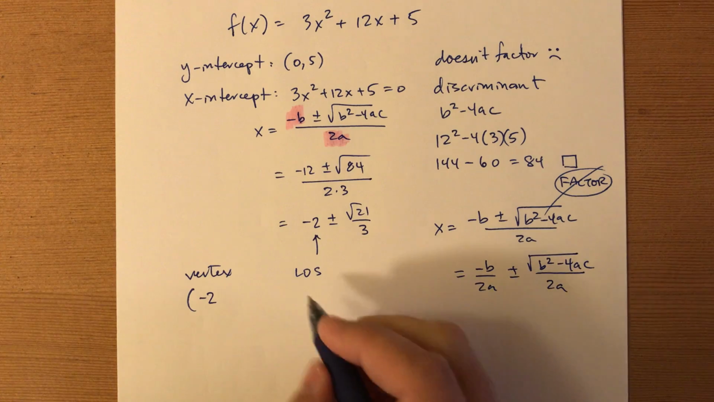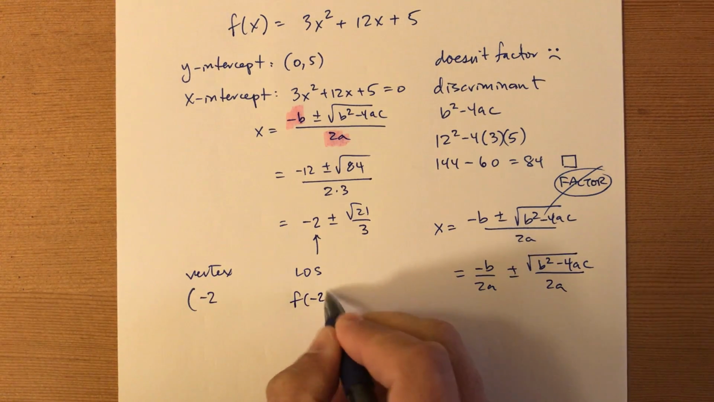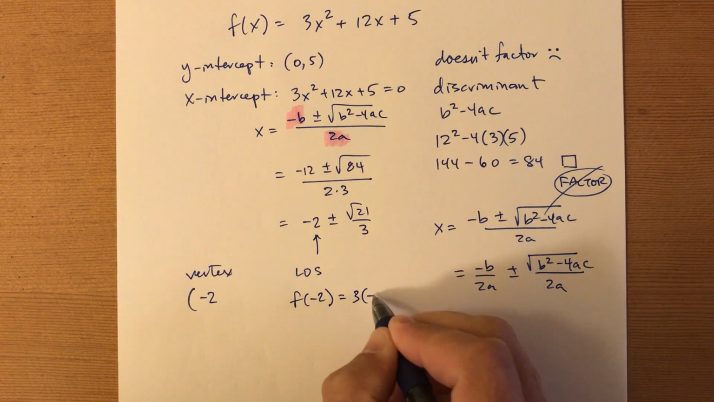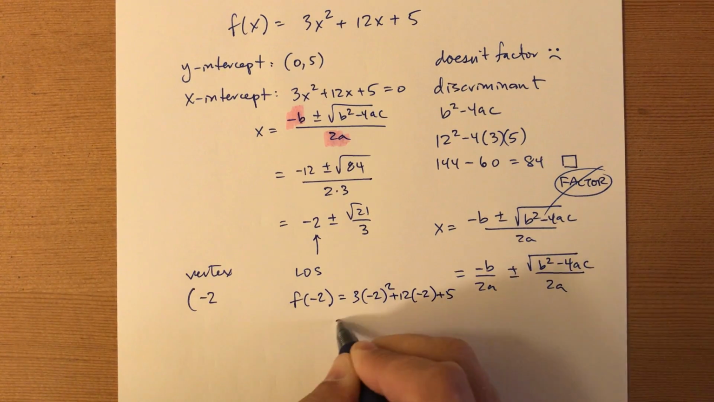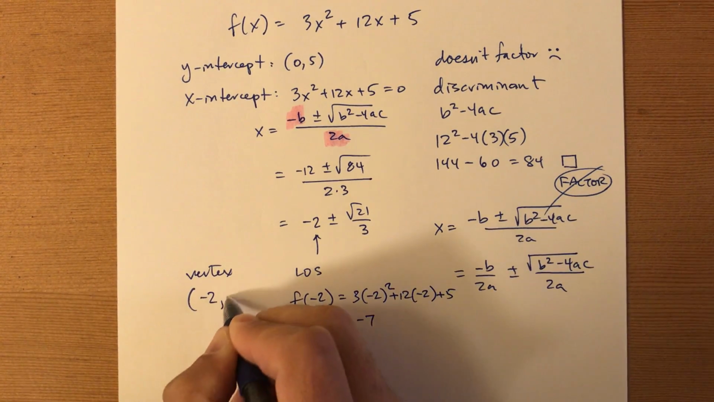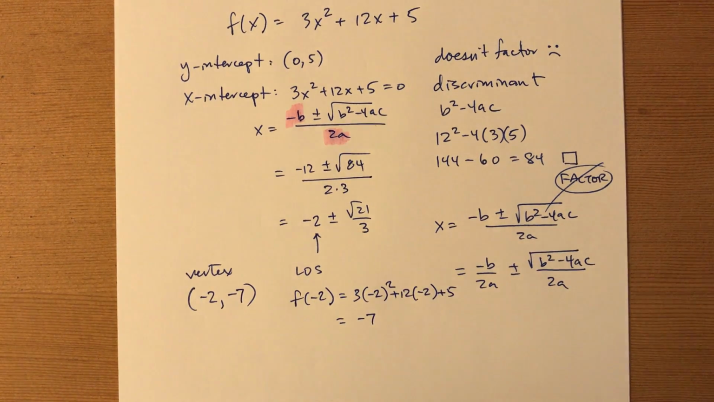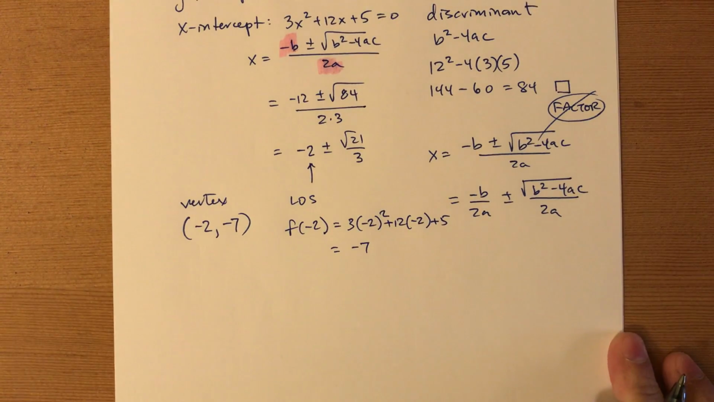And when I go ahead and find f of negative 2, I'm going to take that and quickly do this. So that is equal to, just so you know, negative 7. I know I skipped some steps there too, but you can check my math if you'd like.